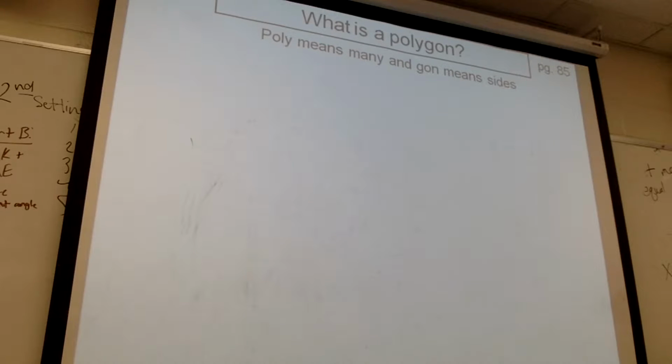I think that's why I put that up there, because they asked you what poly meant and what gon meant. It just means many sides. Okay? Has to be a plane figure, meaning it's flat. We're not talking about three-dimensional stuff here. So everything you're doing is still flat.